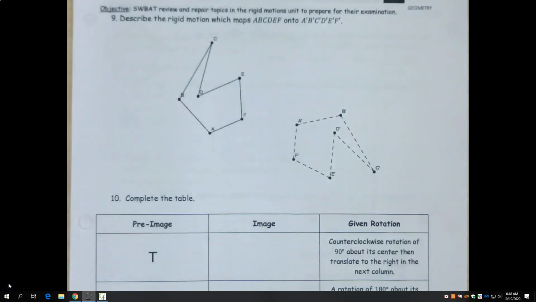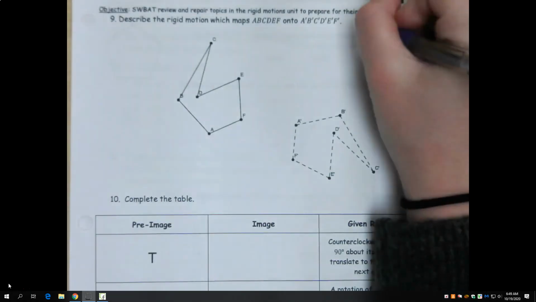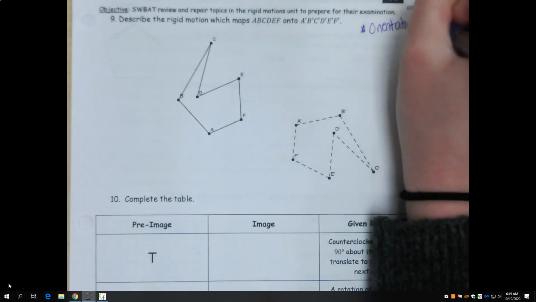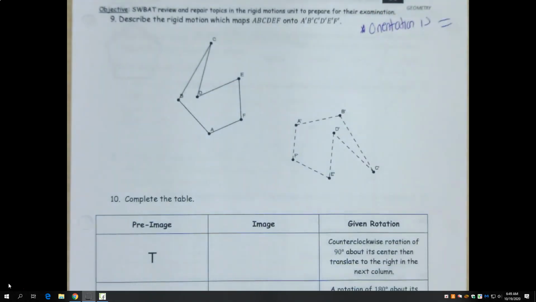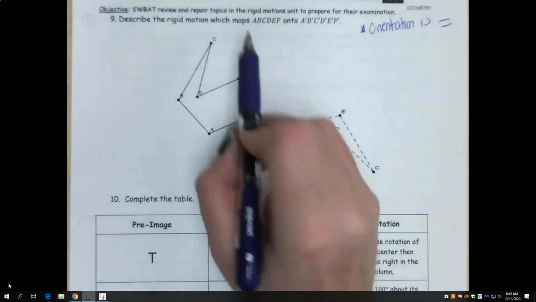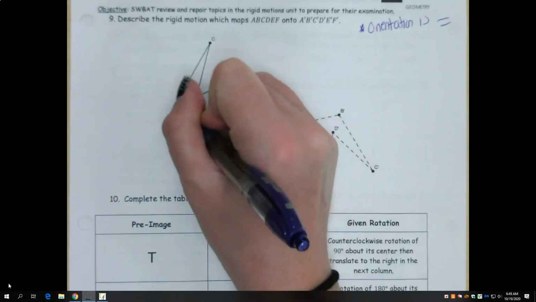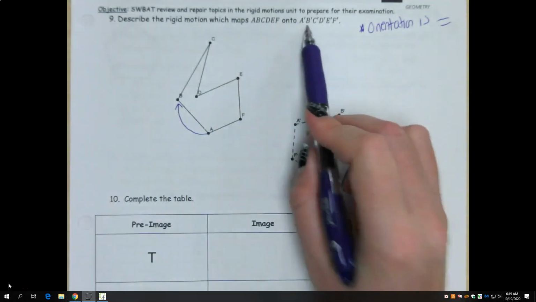All right, as we look at number 9, it says describe the rigid motion that's going to map A, B, C, D, E, F onto A prime, B prime, C prime, D prime, E prime, F prime. Okay, so the first thing that I always like to do is just check that orientation. So I'm going to star that and write it up here at the top. Orientation is, all right? So is orientation preserved or is it not preserved? All right, so let's check. If I follow the order of the letters from A to B, let me draw a little arrow here from A to B. I'm going to do the same thing from A prime to B prime.